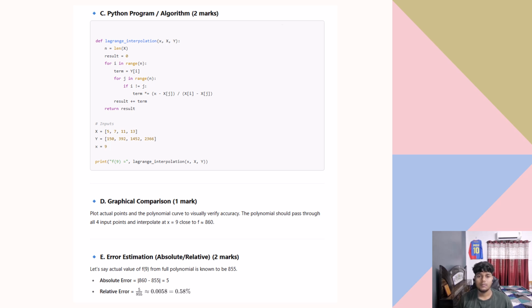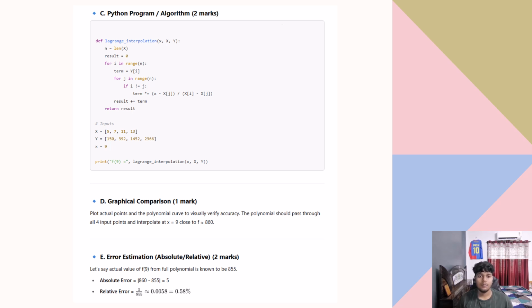Coming to part C, the program or algorithm the question asks us to write. The algorithm for Lagrange interpolation takes points x_i and y_i and target x, computes each L_i, and sums y_i·L_i(x). I provided the pseudocode in my slides, as you can see.